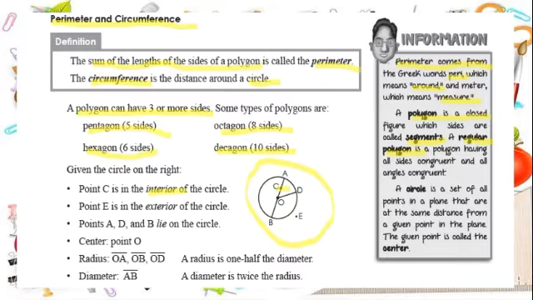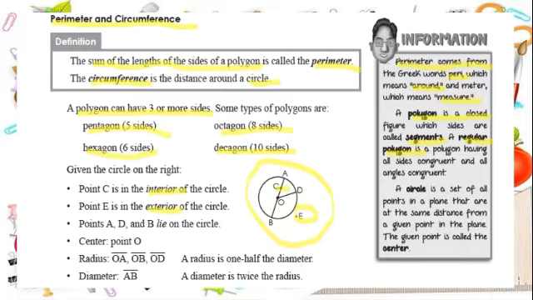So, look at the figure. Where is point C? It is inside. That is why it is called interior. Did you follow? Next, point E. Where is point E, class? It is in the exterior of the circle. So if you say exterior, it is outside. So where is point E? Very good. Point E is located outside, so it is called exterior.